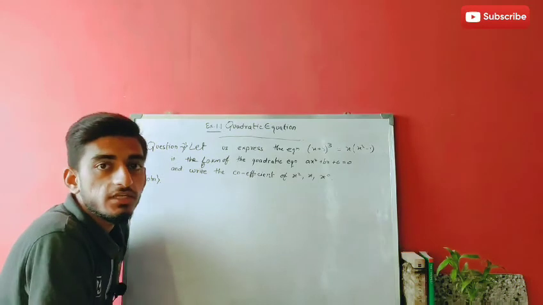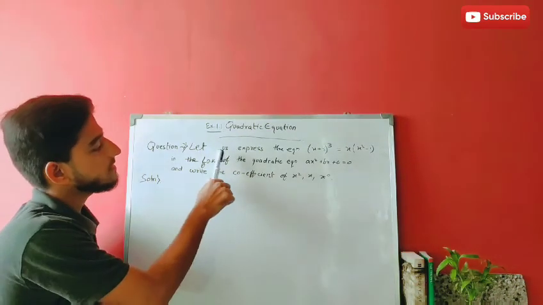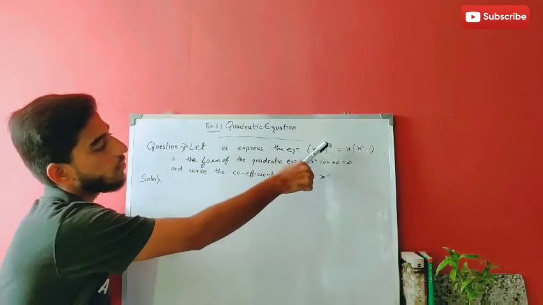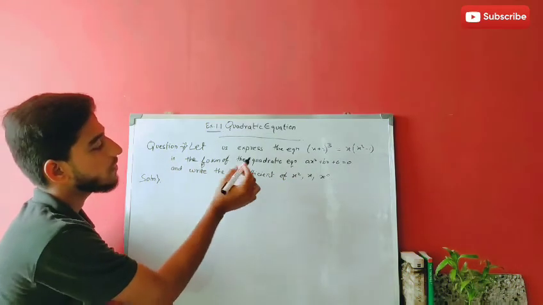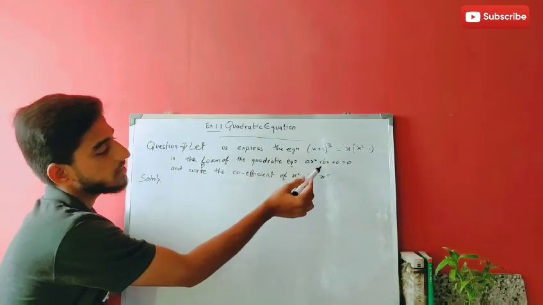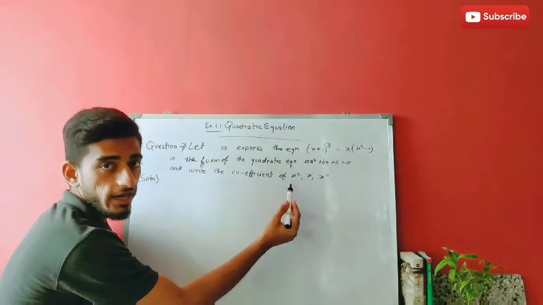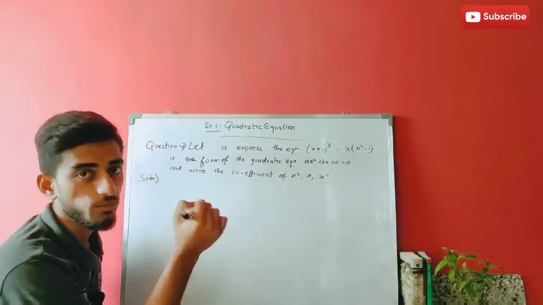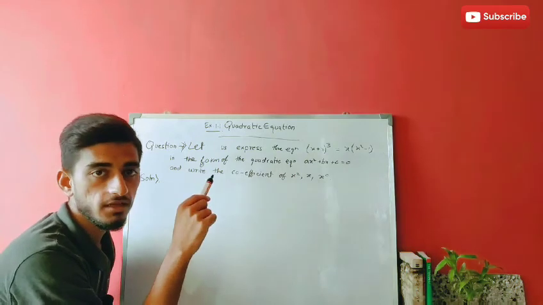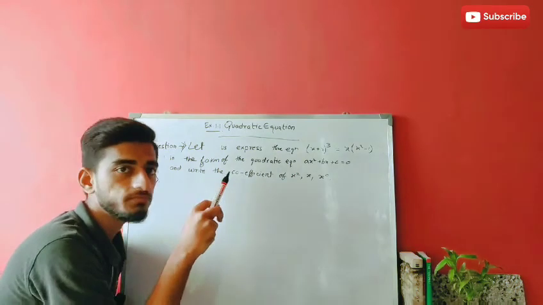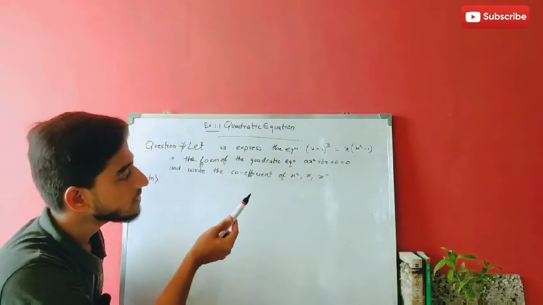Next question is question number 7. So in question number 7 what we have, let's see. Let us express the equation x plus 2 whole cube is equal to x into x square minus 1 in the form of a quadratic equation ax square plus bx plus c is equal to 0, and write the coefficient of x square, x and x to the power 0. What does this mean? Coefficient of x, so we have found in previous questions which we have done. Coefficient of x square, I have told you what it will be. Now what is coefficient of x?